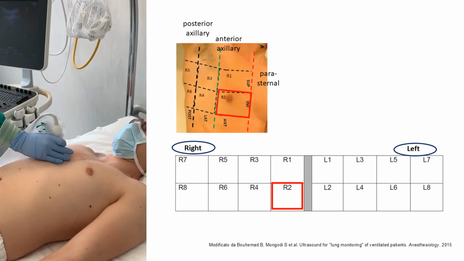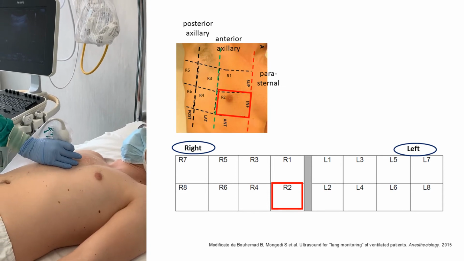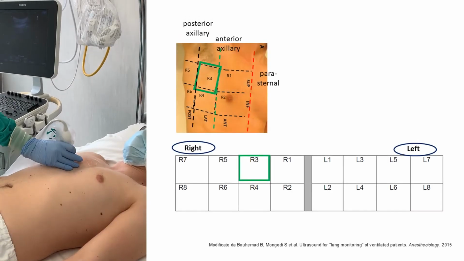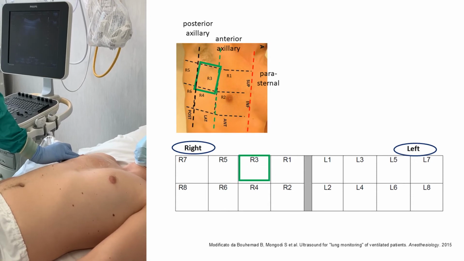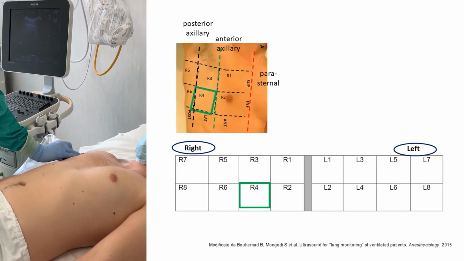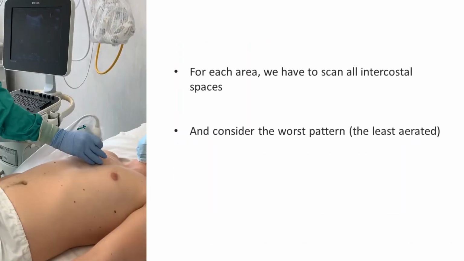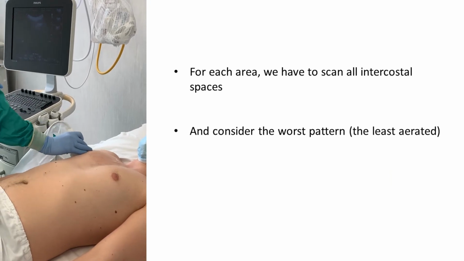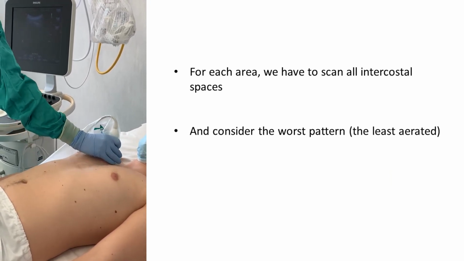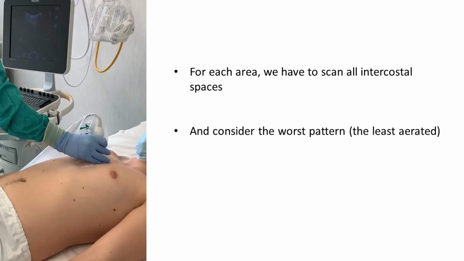We then move to the right anterior thorax lower part. If we record a clip, it should last at least a full respiratory cycle, possibly 5-6 seconds. Let's go on to the right lateral thorax, first the upper part and then the lower part. For each area, it is advisable to scan all intercostal spaces, considering the worst pattern, that is, the least aerated one.